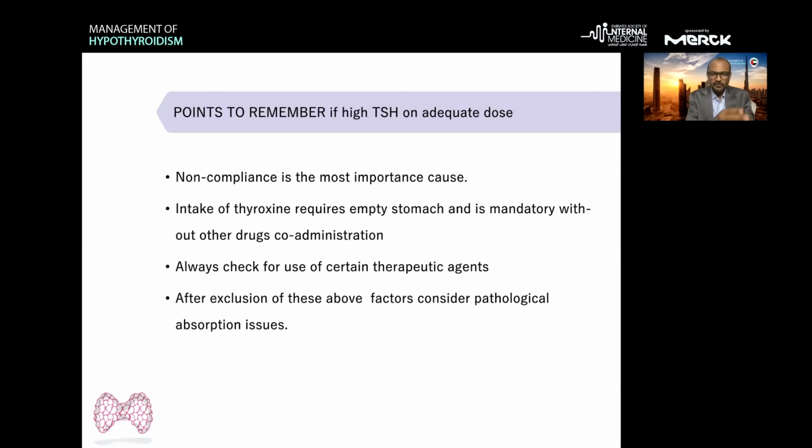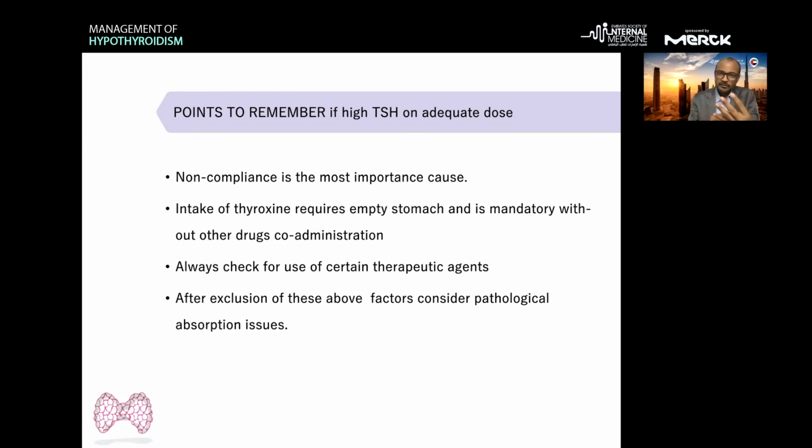So that's why we advise patients, take it first thing in the morning on an empty stomach and don't eat or drink for at least 40 minutes to 1 hour after the tablet. And make sure that you don't take any other medications that interfere with thyroxine. What are these medications? These medications are basically the calcium and the iron, because they actually do interfere with absorption of thyroxine. And this is very, very important.